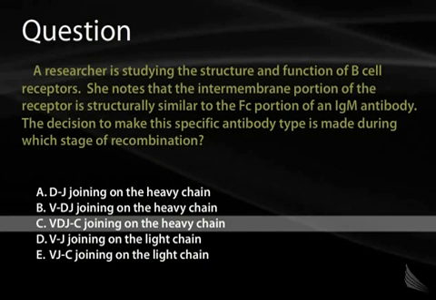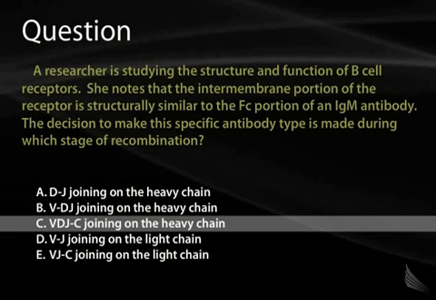So we know from this question it's asking about the Fc portion. It says that we've got something that's similar to the Fc portion, and what stage is this decision being made? Well, we know that the Fc portion, if we think back to our diagram, all comes from the heavy chain. Light chain has nothing to do with the Fc region, so we can get rid of D and E right there.